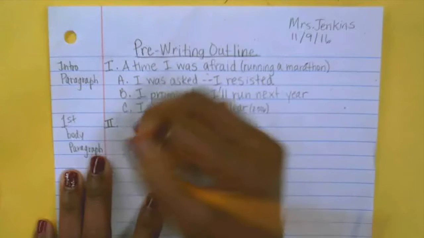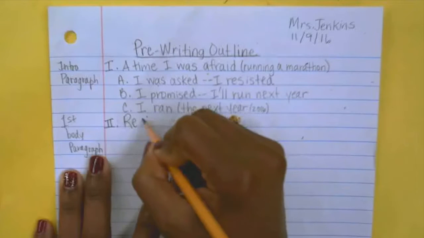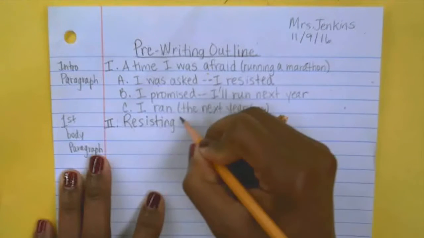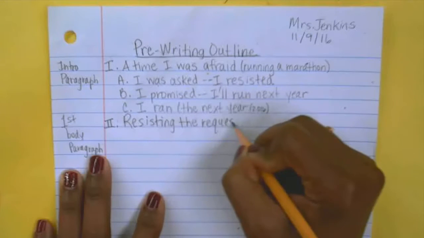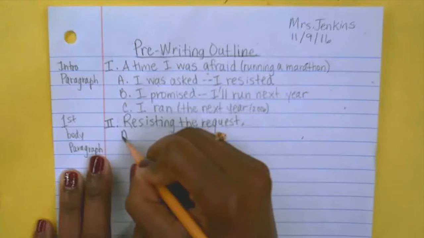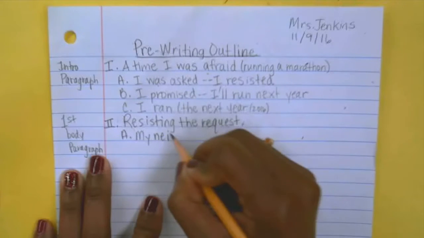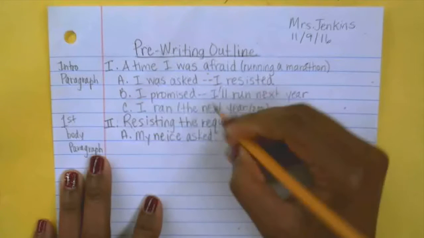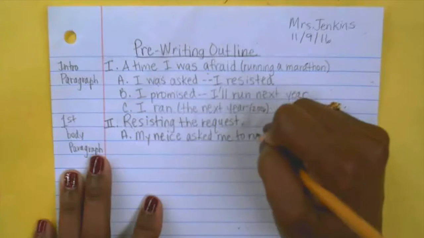So this whole section, Roman numeral 2, A, B, and C, will be about how this began with me resisting this idea of running in the marathon with my niece. So I said no. So letter A, she asked me. She asked me to run in the race in 2015. I know it says 2016. I erased it. I already fixed it. And that was last year, and I said no.